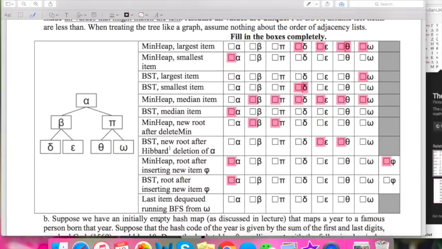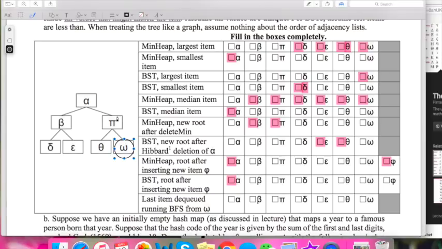Okay, so for the last question, we'll be doing the last item DQ'd running BFS from omega. If you remember, BFS is an algorithm for traversing a tree. It starts at a root, explores its neighbors, and then explores its next level of neighbors, and so on. So we're going to start with the root at omega, and see how many hops away each item is to see what's the last thing we'll be DQing.